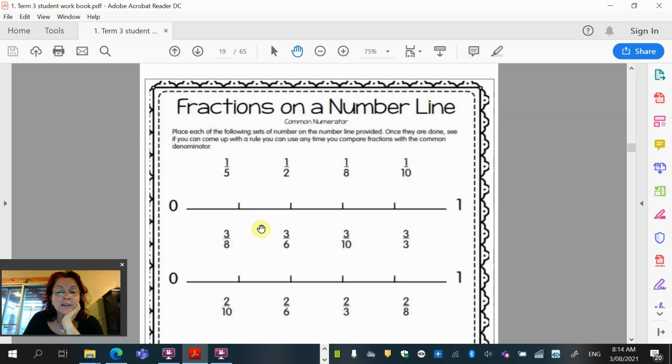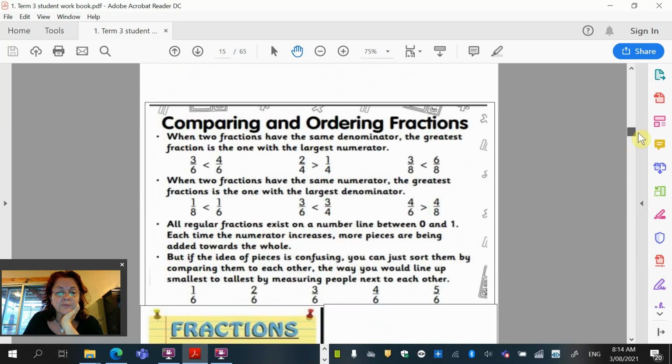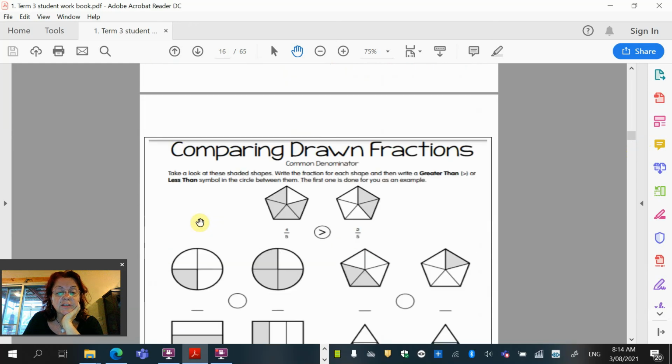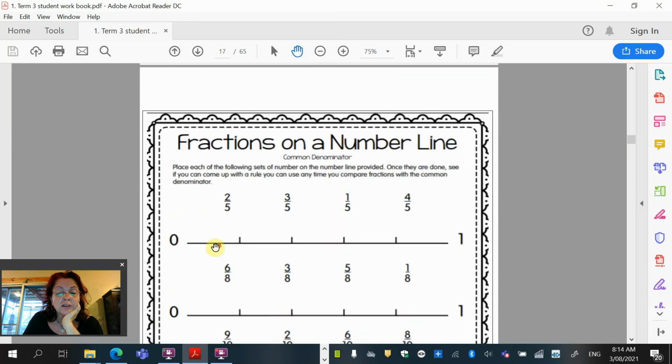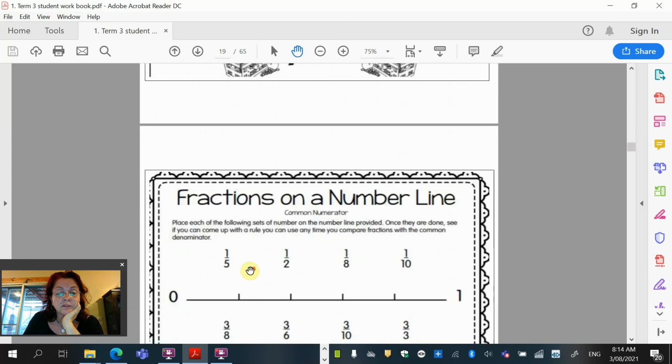So this one here, this has got denominators that are different. So don't forget, the rule that we read up the top is when you compare fractions, if they have the same denominator, you're looking at the numerator. And if they've got different denominators, the bigger the number at the bottom, the smaller the fraction. So let's see if we can put fractions on a number line that have a different denominator.